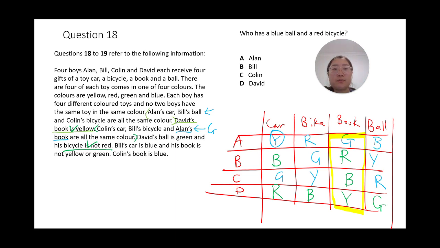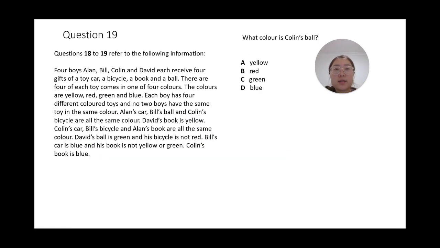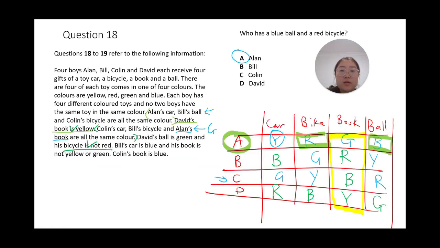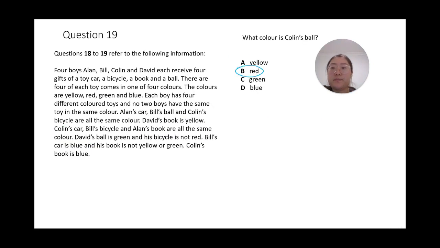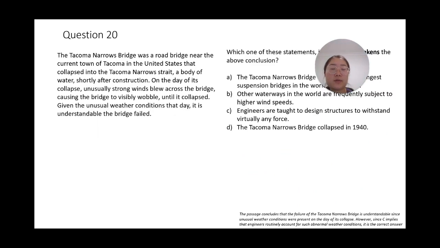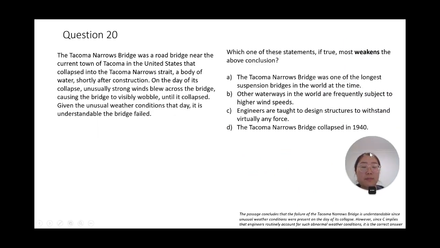Now for the question, who has the blue ball and red bicycle? Let's get a highlighter and a different color. Blue ball is here and red bicycle is here. So it's Alan, isn't it? Alan is the owner. Next one, what color is Colin's ball? Colin, and then we have ball. It is red. So B is your answer here. So it's actually really worth it to set up that big table. It might be a bit of a bother in the beginning, but there's 2 questions for it, so you can save time in the long run.